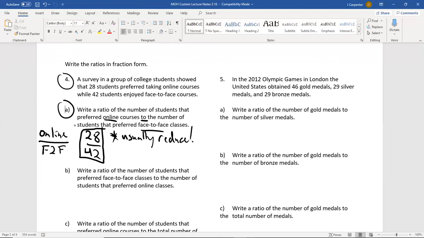So you'd say, oh, okay, well, 2 will go into both of those. 2 will go into 28 14 times. 2 will go into 42 21 times. And then, oh, 7 goes into 14. 7 goes into 21. So that'd be 2 over 3. So in my opinion, that's the better answer.